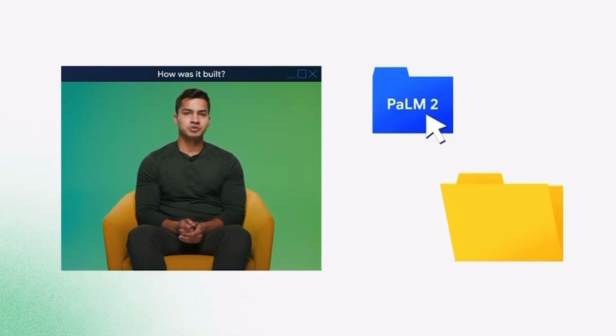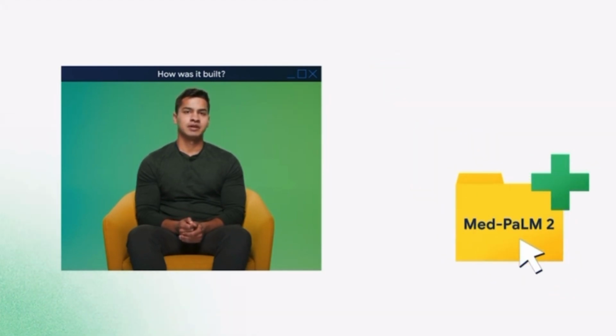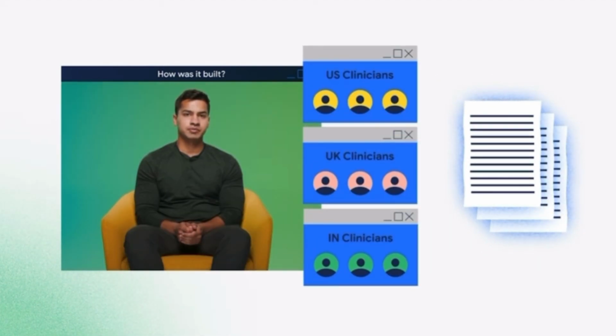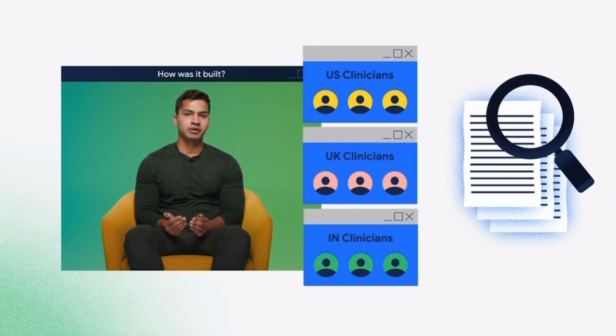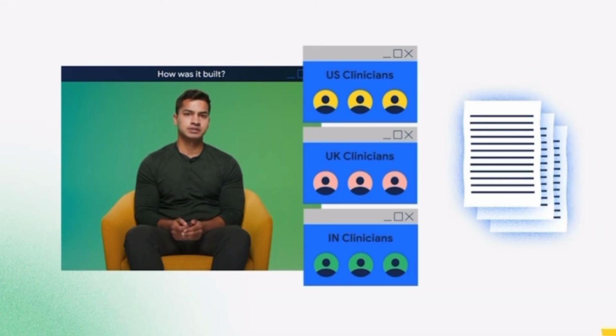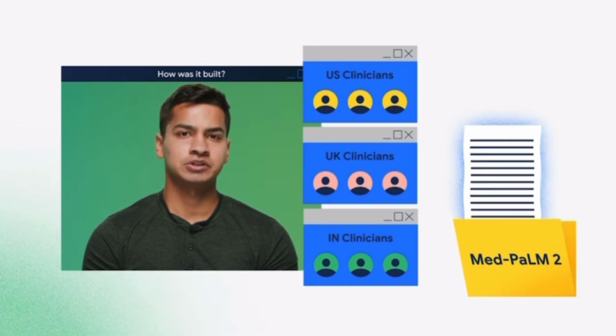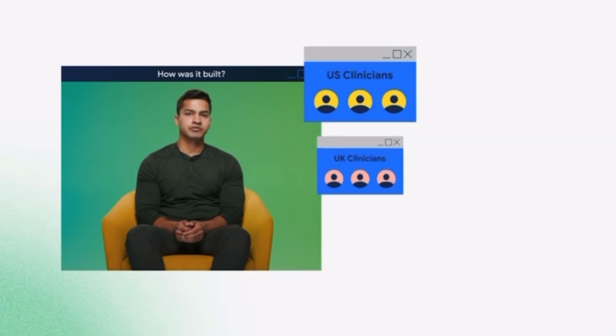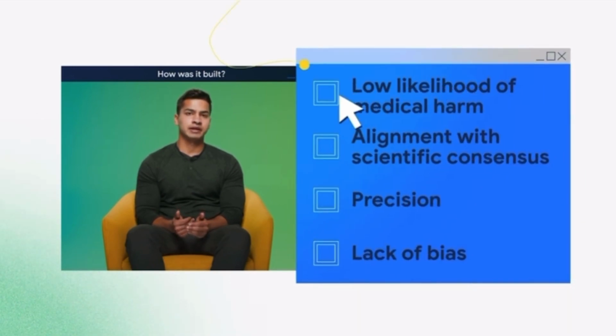So the way we started with MedPaLM 2 was really to take PaLM 2, which is Google's most advanced language model, and then adapt it to the medical domain. To train the MedPaLM 2 model, we worked with a panel of clinicians across the US, the UK, and India. We took a representative set of answers from this panel of clinicians and then tuned the model to produce answers that look more like those answers. And from there, we used this panel of clinicians and their judgments to evaluate whether these models were performing better across a set of human values, including things like low likelihood of medical harm, alignment with scientific consensus, precision, and a lack of bias.